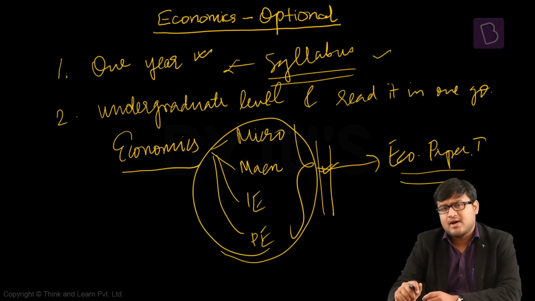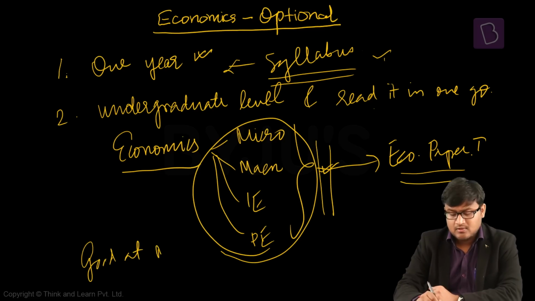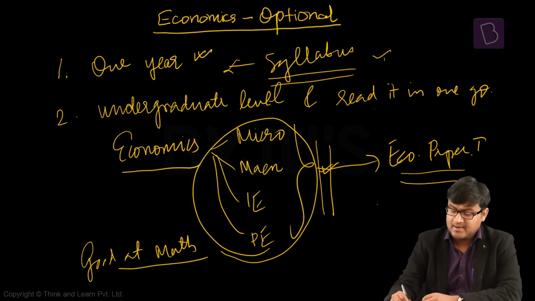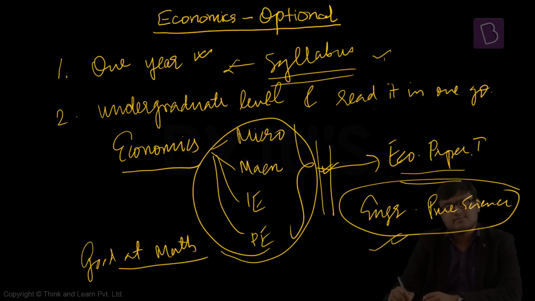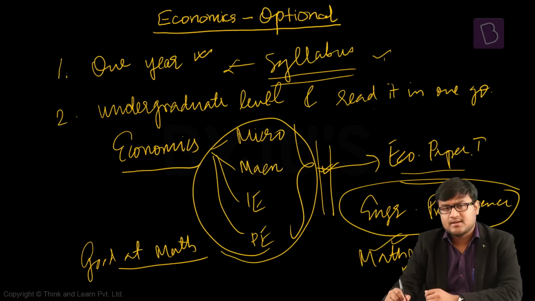I always give one advice to all the people who ask me about how to decide an optional subject. So given these 2 points, I also tell them that if you are good at quantitative stuff, that is, if you are good at math, and if you have a quantitative background, for example in engineering or maybe pure sciences, please go for quantitative subjects like mathematics, physics, engineering, or even chemistry, botany, zoology, whatever you like.